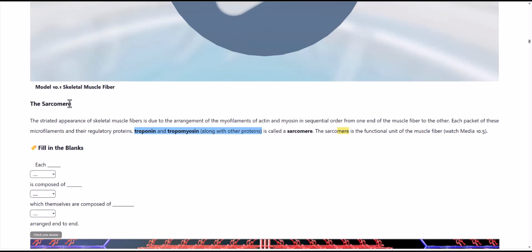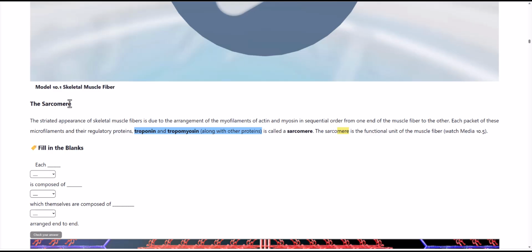And a sarcomere means part, a unit. So if I were to say to you, what is a polymer? It is a molecule made up of many parts, many pieces, many subunits. If I said, what is a dimer? It is a molecule made up of two parts. If I said a monomer, it's going to be made up of one part. So a sarcomere is simply a part of the muscle. This is the, quote, functional unit.